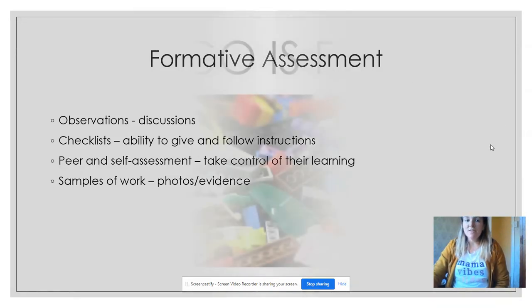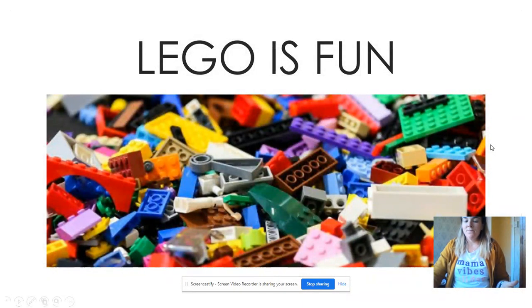So as you can see, Lego is not only fun, it does something that not many other toys or activities can do, which is blend fun with learning.